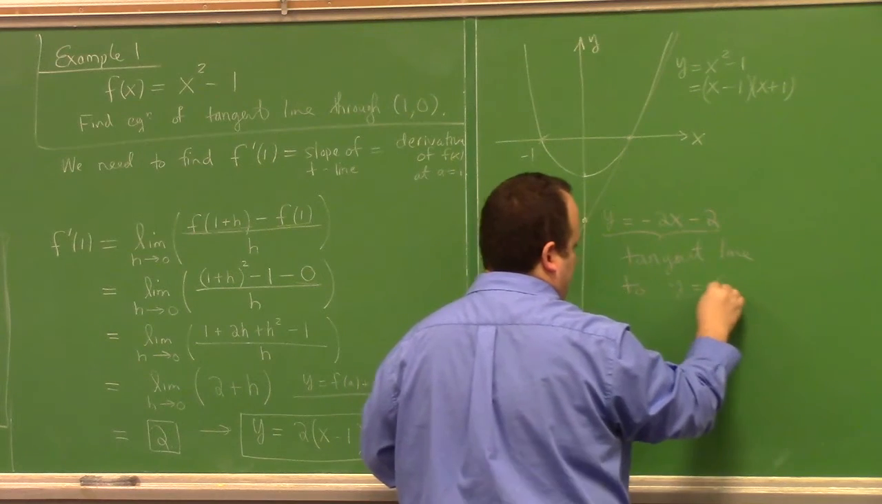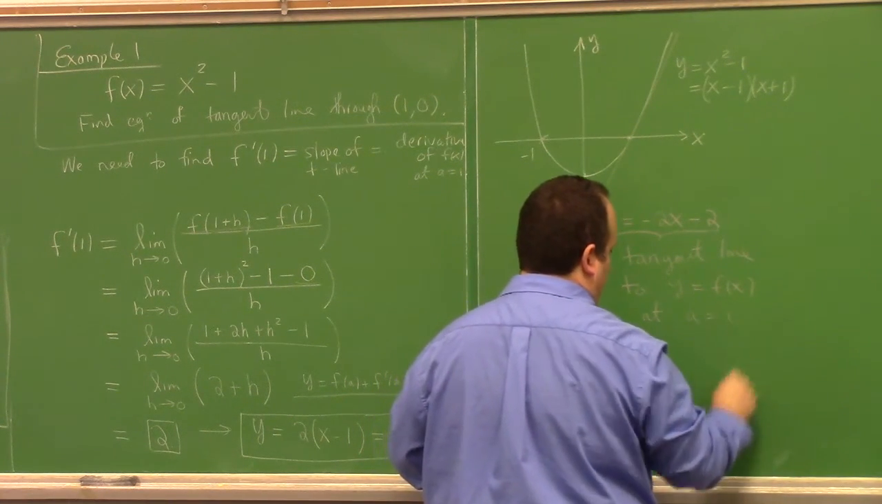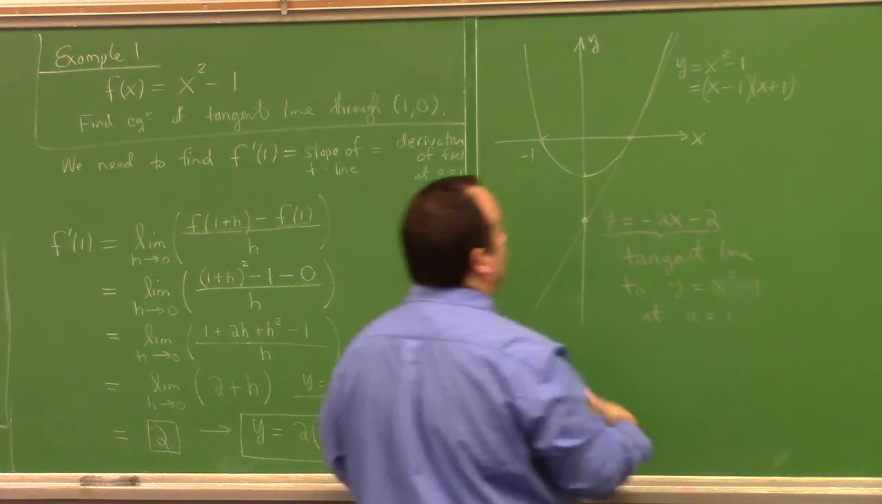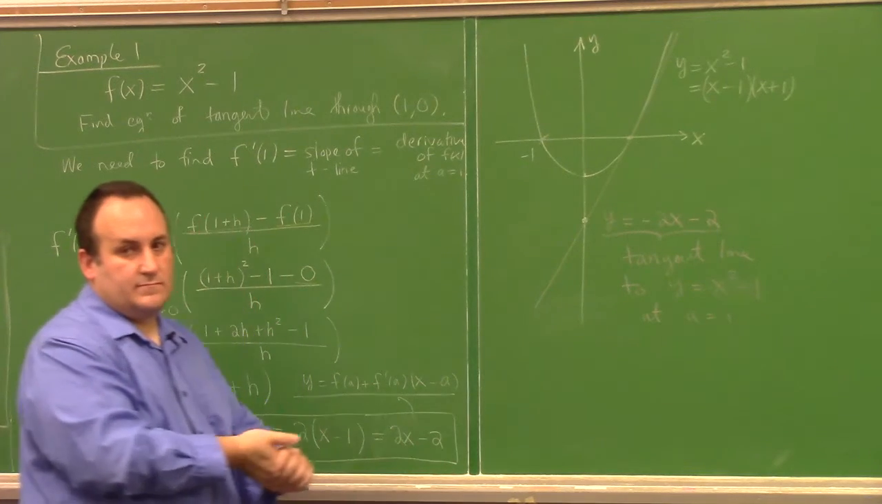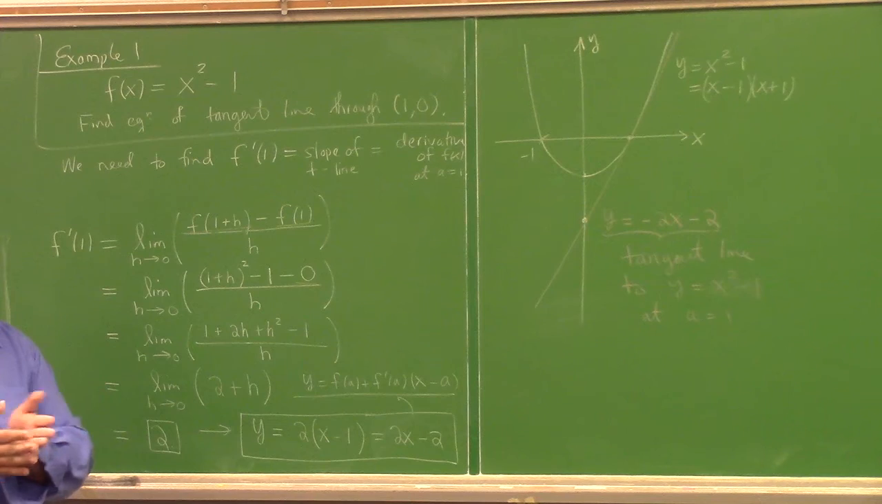y equals f of x. Yeah, a equal to 1. Well, I mean, I could be more specific. It's, of course, x squared minus 1, you know. What is the tangent line? What's the significance of the tangent line? It's telling us how the function changes at the point 1, right?